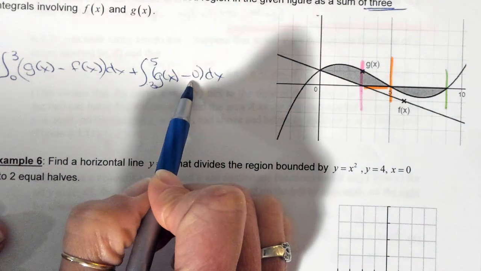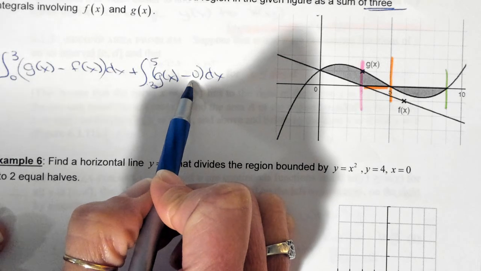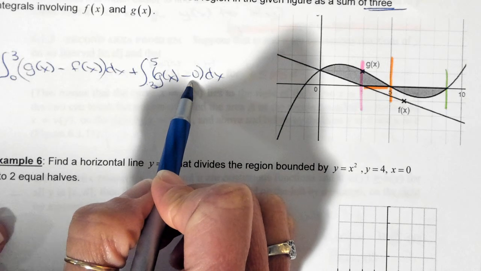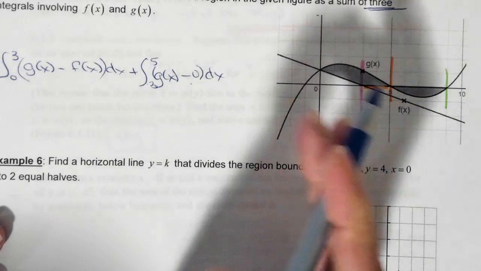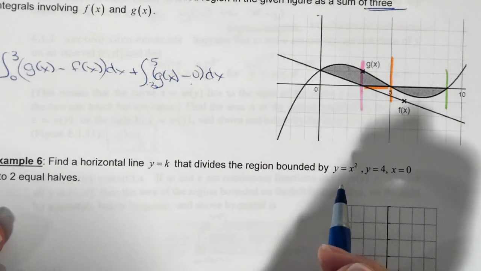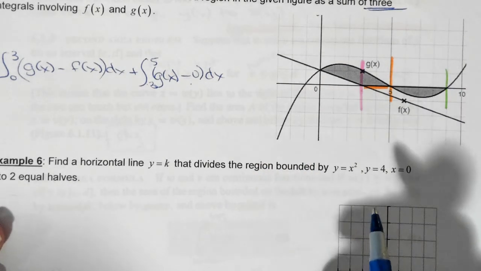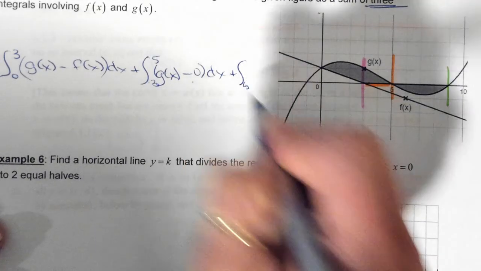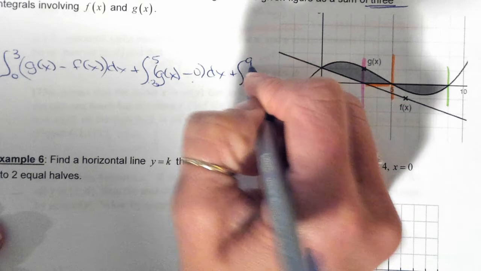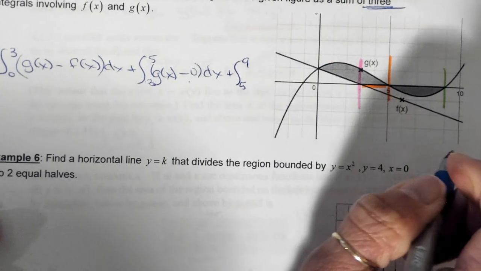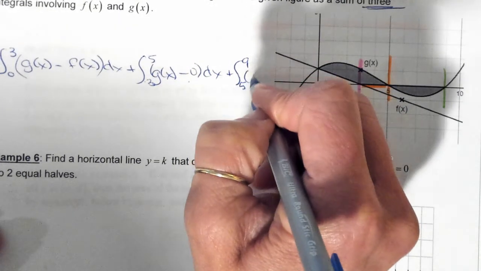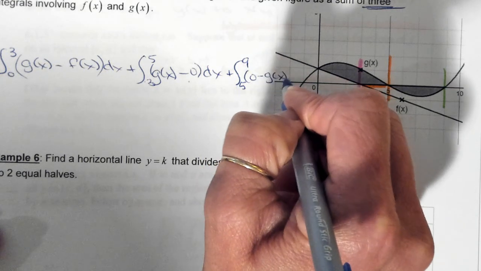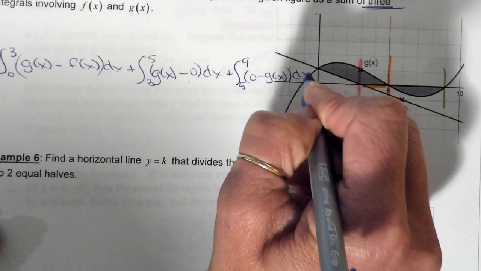I know that most of you will say, well, this just goes away, but write it there anyway. Be consistent, top minus bottom or right minus left. That way you're not forgetting anything, especially when we start dealing with volume in the next section. And then the last one is from 5 to 9 of what? Yep, 0 minus g of x, going into my graph here, dx.